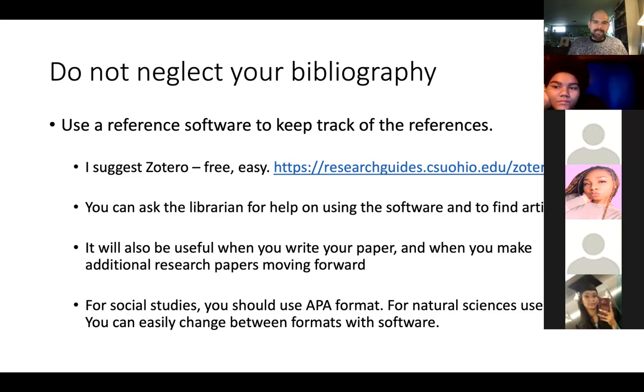Again, using a reference manager is going to help you when you write your paper, and in your future career it is going to make your life so much easier. I don't think I can even remember how to format things on my own anymore, because I rely on that software to have the proper format for my papers, right?